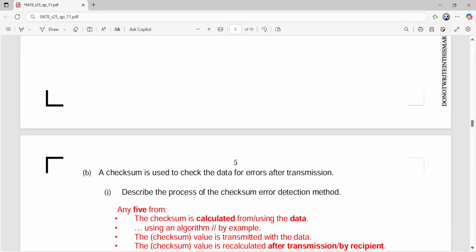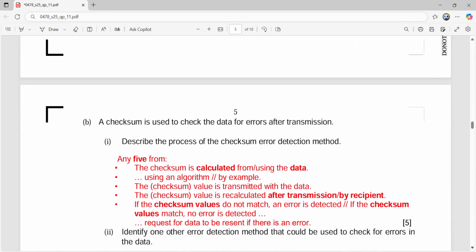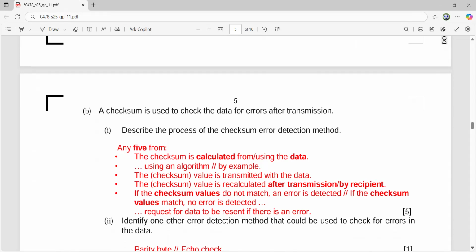And in this manner, if you have mentioned these points in a sequence, 5 marks are going to be yours. And you can see the checksum is calculated from the data using an algorithm, any algorithm that we can mention. The checksum value is transmitted along with the data. The checksum value is recalculated after transmission by the receiver. If the checksum values do not match, the error is detected, and if the checksum values match, no error is detected. And in case there is some error, then a request is sent to resend the data.